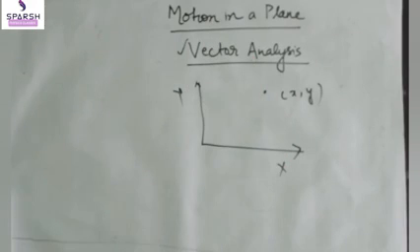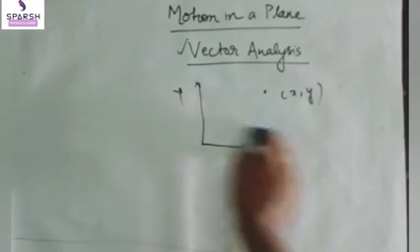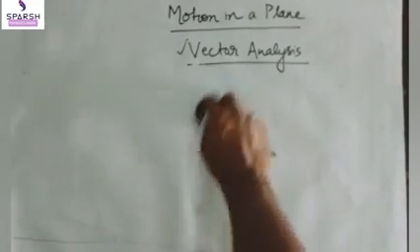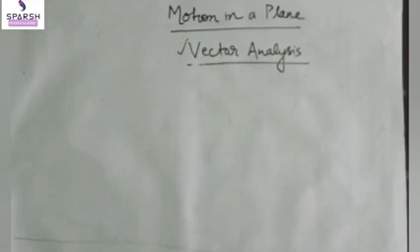Vector quantities. So vectors are those physical quantities which have both magnitude as well as direction. For example, displacement, velocity, momentum, force, acceleration, etc. How a vector is represented? How we can represent a vector? So there are two methods. First is analytical method and other is graphical method.